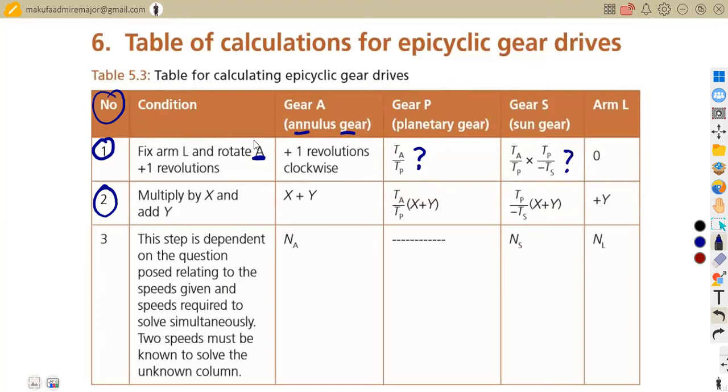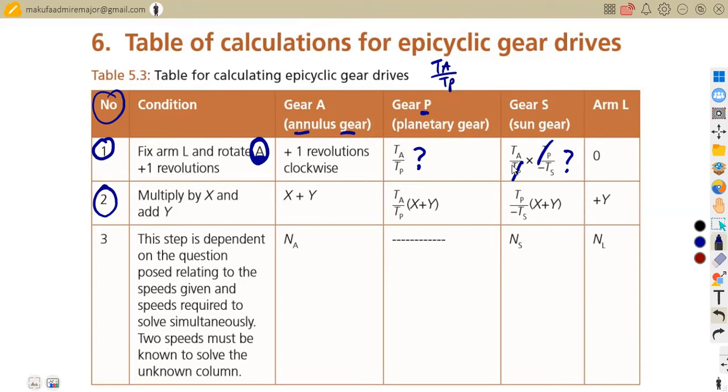So if you are to consider a normal condition, you see that this part here is the same. TP and TP is the same, so this will cancel. At the end, when we are talking about gear P, we are considering what A is doing, the one that rotates over P. So it's going to be TA over TP. Then you consider the direction.